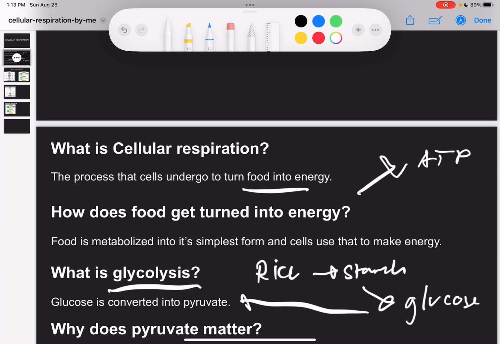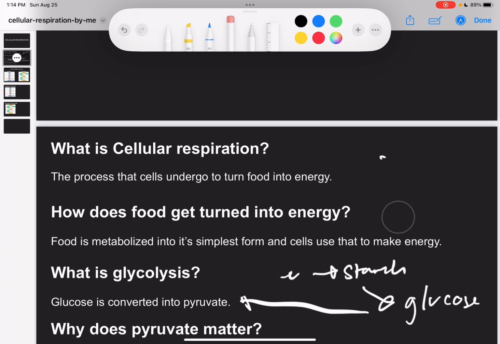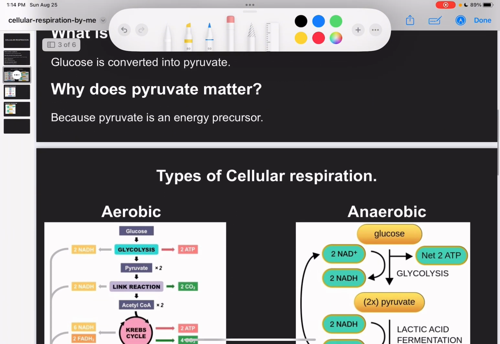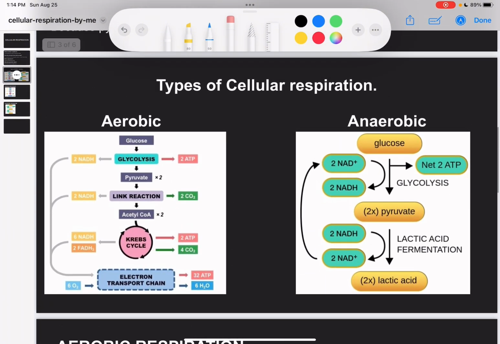Why does pyruvate matter? You're going to ask. Well, pyruvate matters because, for all intents and purposes, pyruvate is an energy precursor. Pyruvate has many fates, but for our purposes, I'll only talk about two: anaerobic and aerobic cellular respiration.